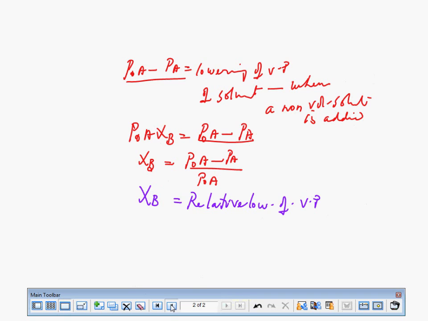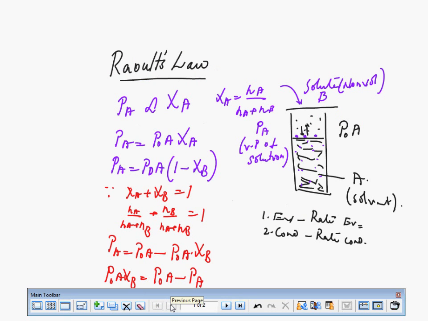But we started out with, or Raoult's law proved that P of A is proportional to XA, where P of A is vapor pressure of solution, which is equal to mole fraction of the solvent. Why is it mole fraction of solvent? Because only A is getting evaporated, B is not getting evaporated. Your vapor pressure will not depend on solute, it depends on the solvent. This is Raoult's law, and this only is used for deriving other colligative properties also.